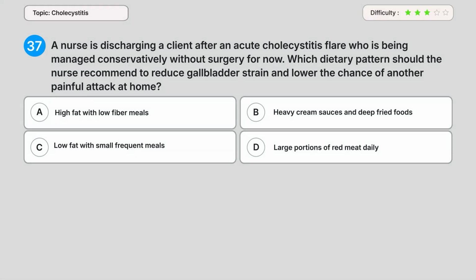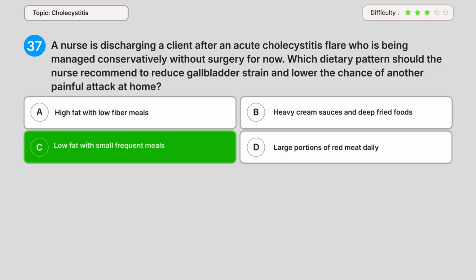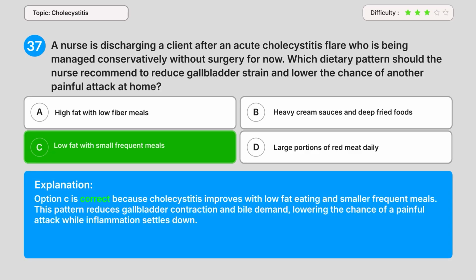Correct answer: C. Low fat with small frequent meals. Explanation: Option C is correct because cholecystitis improves with low fat eating and smaller frequent meals. This pattern reduces gallbladder contraction and bile demand, lowering the chance of a painful attack while inflammation settles down.